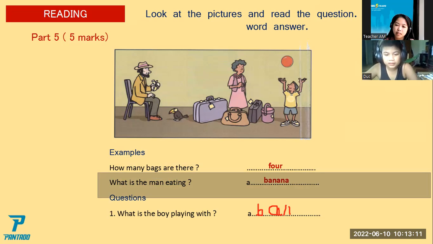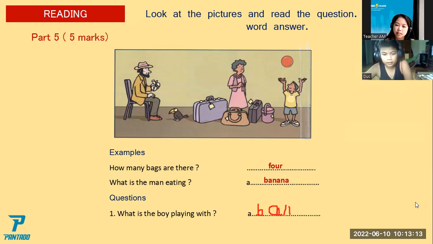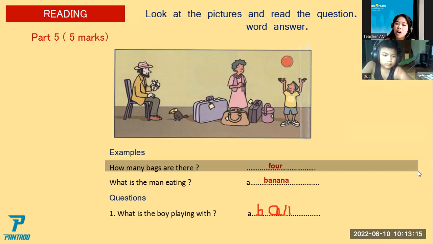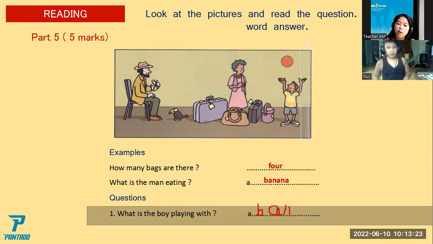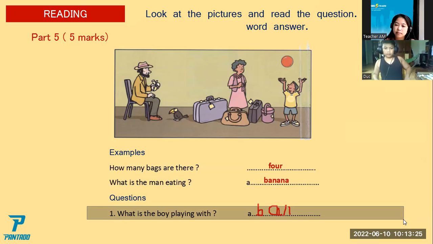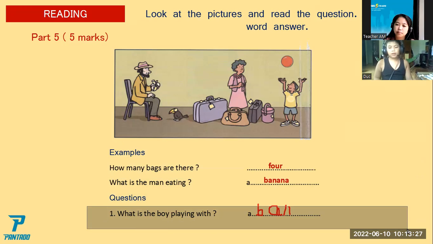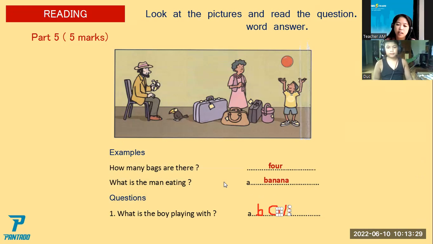The man is eating banana. Okay, there are 4 bugs. There are 4 bugs. Okay, so for number one, what is the boy playing with? The boy playing ball. Okay, you say the boy is playing with a ball. The boy is playing with the ball.